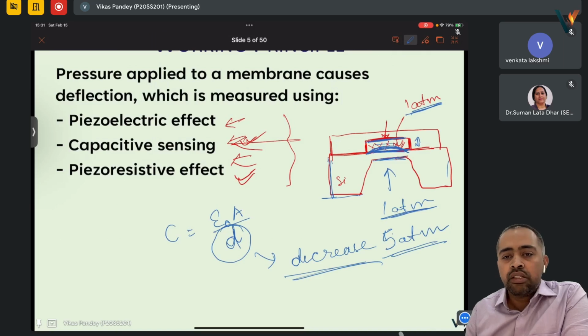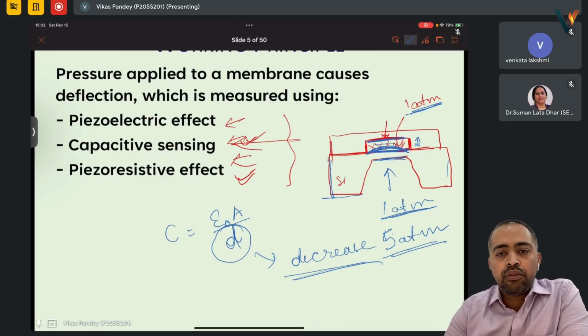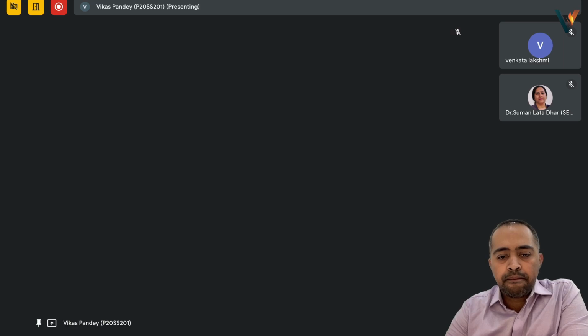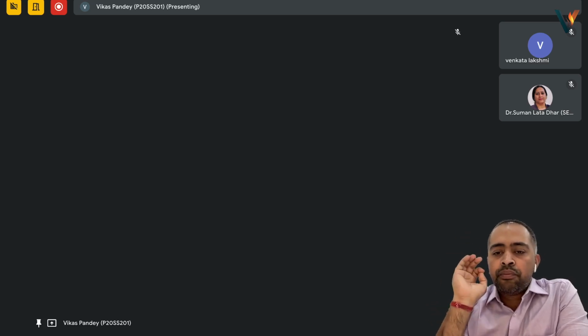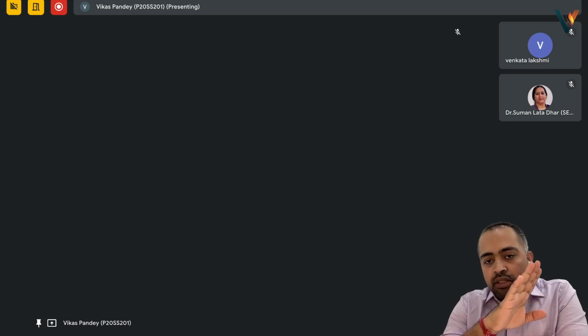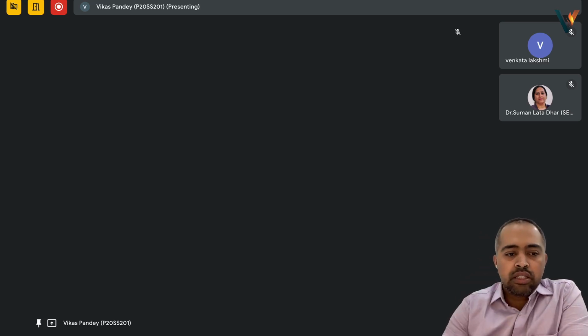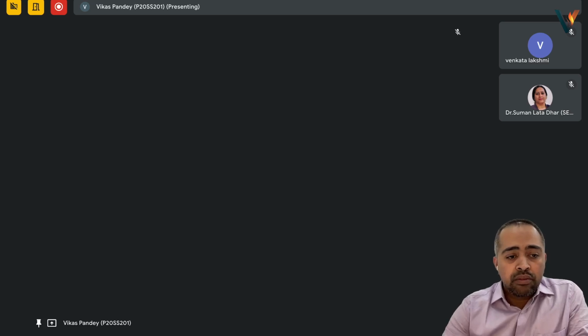Due to this decrease, what will change? Yes, anyone? What will change due to this? Capacitance changes, sir. When D is changing, what will change? Since capacitance depends on epsilon naught, A and D. Epsilon naught is not changing. It was air, it is still air. Further, area is also not changing. But what is changing here is the D, the distance.